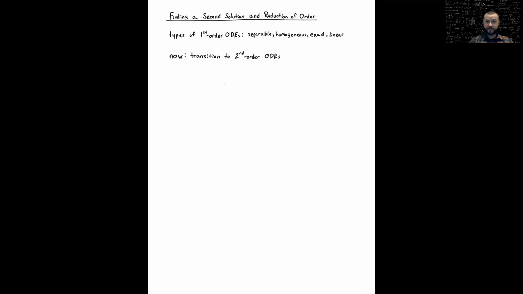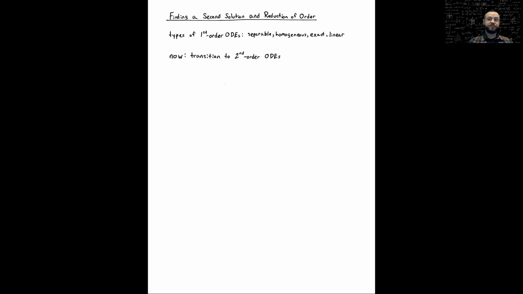We're still going to need some of our first-order ideas, so always keep in the back of your mind the types of first-order differential equations. They could be separable, homogeneous, exact, or linear. Those are the four main categories that we learned how to solve.